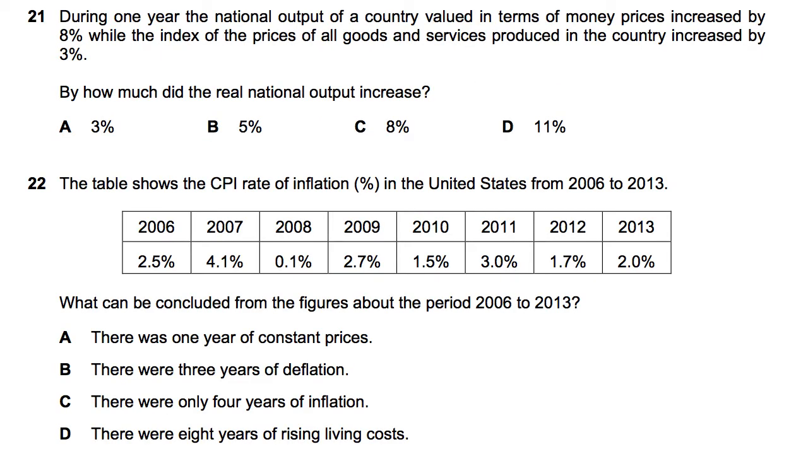In 21, they said during 1 year, the national output of a country valued in terms of money prices increased by 8%. So MV is equal to PT. They're saying that the value of the output increased by 8%. So PT increased by 8%, while the index of the prices of all goods and services produced in the country increased by 3%. So prices are going up by 3%. That would mean 8 minus 3, so T, or your real national output, must be going up by 5%. So B is the right answer.